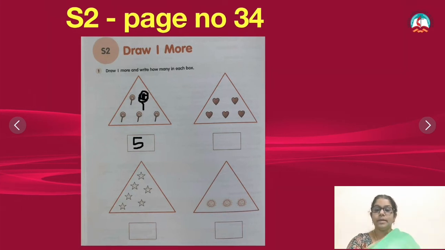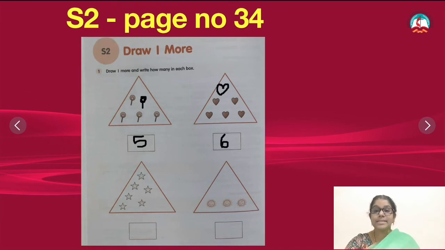Finished? Next, we have heart shapes. Now count how many heart shapes are here. 1, 2, 3, 4, 5. We have 5 heart shapes. Now we are going to draw one more heart shape. Listen carefully, children. Now count and see. 1, 2, 3, 4, 5, 6. We have 6 now. Now write 6 in the box.